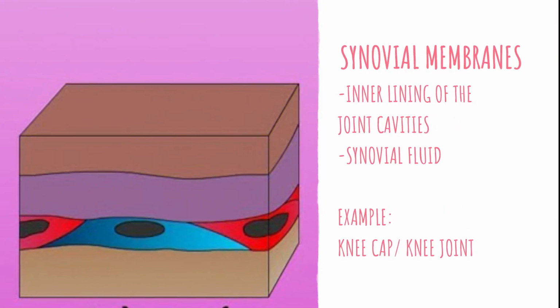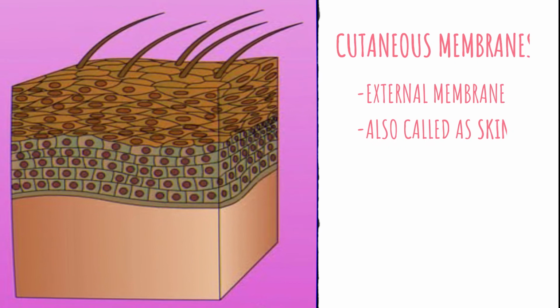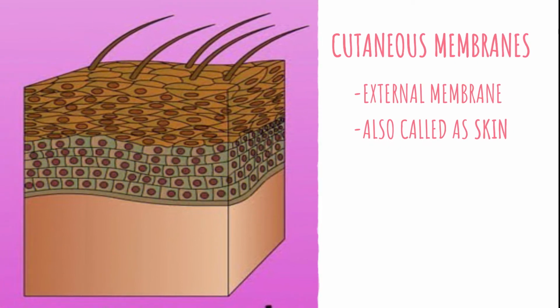Next is the synovial membrane. It forms the inner lining of the joint cavities. It secretes a thick fluid called the synovial fluid. An example of this is the one in your kneecap. Lastly is the cutaneous membrane. It is the outermost membrane, and it is also called the skin, which we will tackle more as we go over to the next part of the discussion.